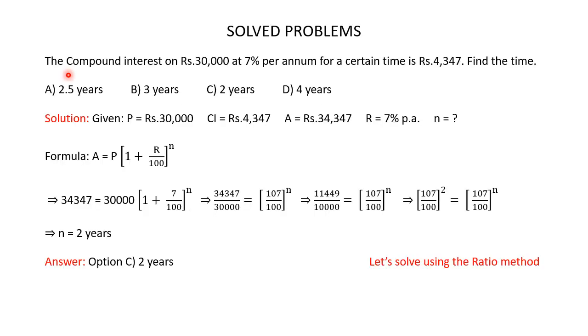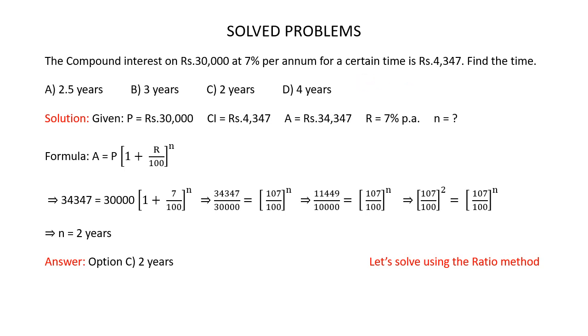The compound interest on rupees 30,000 at 7% per annum for a certain time is rupees 4,347. Find the time. Here you're given four options and you have to find out which of these options is the correct one. Now let's solve this problem using the formula method.